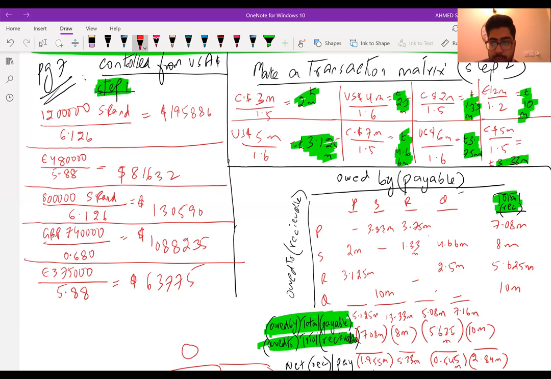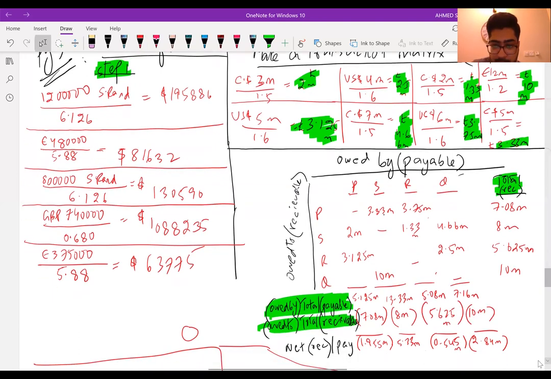So what does this finally mean? This means that some have more payables, some less payables, some more receivables. One has to receive, one has to receive, one has to receive, and one has to pay. So it should pay to all of them. And in three transactions the whole thing will be over, rather than eight transactions. There were eight transactions, it will be settled in three transactions, okay?